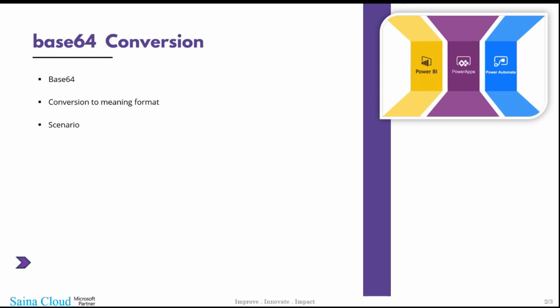So we make a small canvas app where I'm showing the demo. In that, I am going to add two labels, one for input and one for output, and one button which will trigger the Power Automate flow. First, we make a Power Automate flow that will convert the base64 text to readable format. So let's move to the demo.